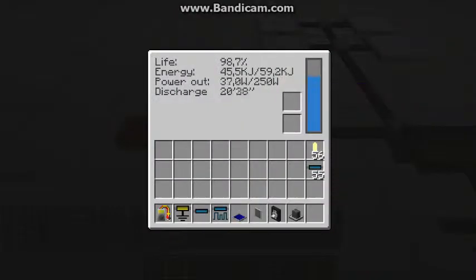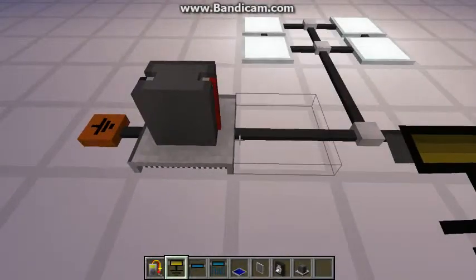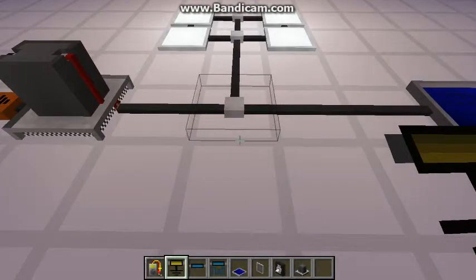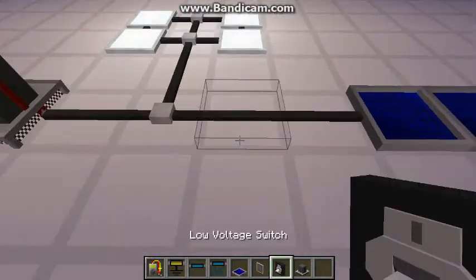Yeah. We can see that the battery is already depleting. It's discharging within 17 minutes, 16. It's going fairly fast. This is the amount of power that is going out of the battery. This is the amount of energy left, and this is the life of the battery. Now, we can see the battery is slowly dying. Once it's at 0%, it's dead. We really need to replace it.